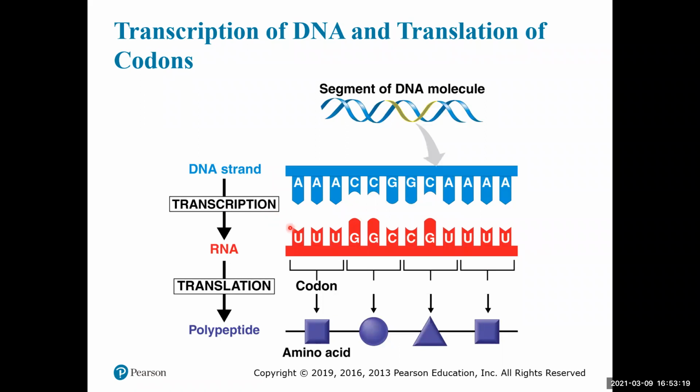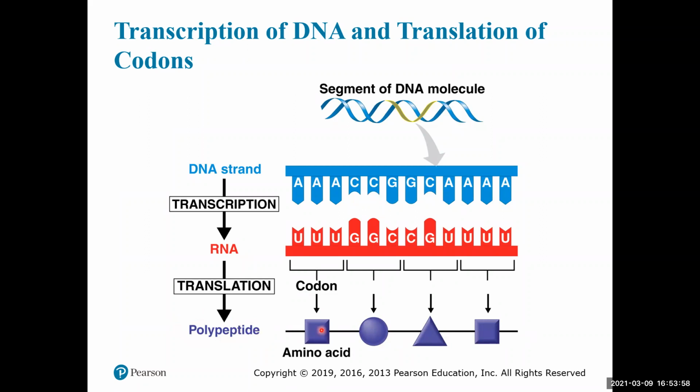Now we look at the codons. And remember, the codons are the triplet base pairs. So every 3 base pairs make up a codon. So UUU is one codon. GGC is another codon. CGU is another one. And UUU is the last codon. And each of these individual codons specify a specific amino acid that should be in that sequence of amino acids that make up the polypeptide.